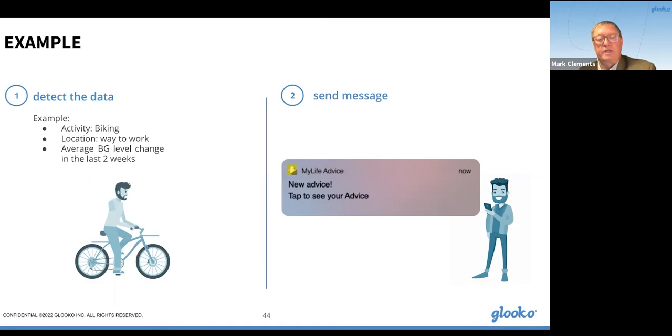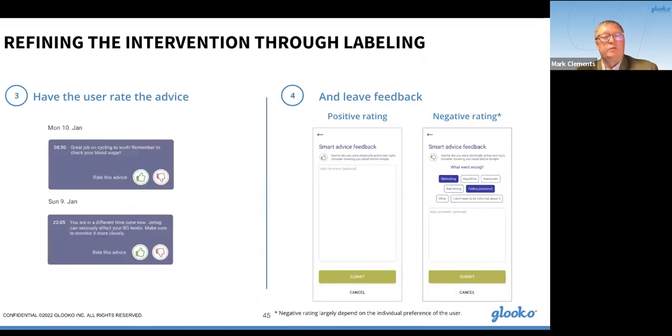And then one might send a push notification that would help nudge the individual at the right time of day to choose to bike to work rather than to take a train or a vehicle of some kind. One can refine the intervention, so one can have the user rate the advice that they get in real time so that you understand which strategies are working or not working.